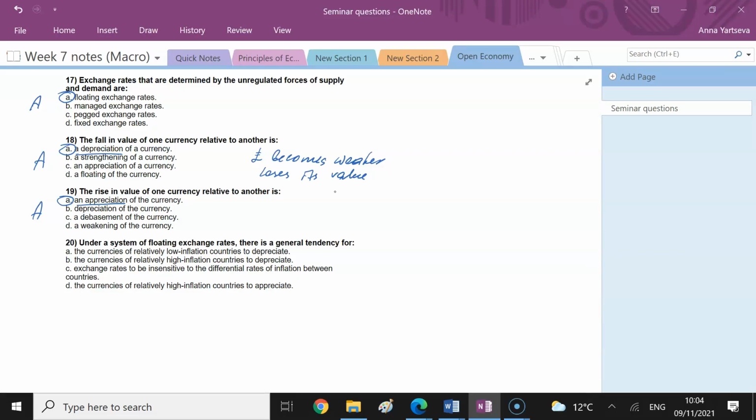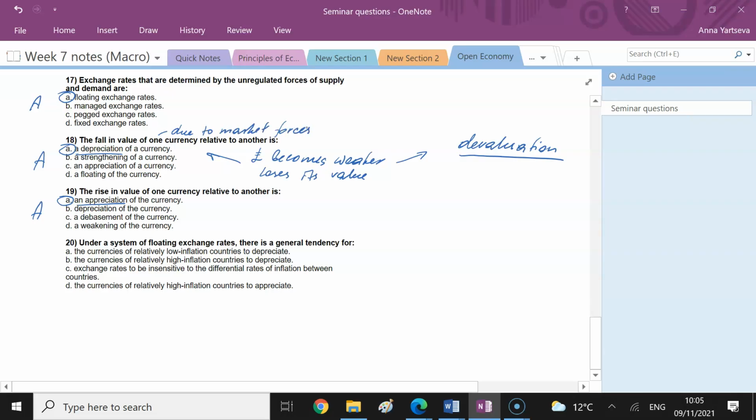There are different terms which we can use. Depreciation versus devaluation. Devaluation is a similar thing. It's a situation when the pound becomes weaker. However, the difference between depreciation and devaluation is how it happens, due to what factors. When it falls on its own due to market forces, this is what we call depreciation.